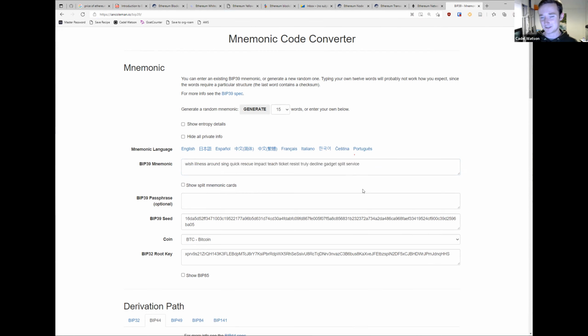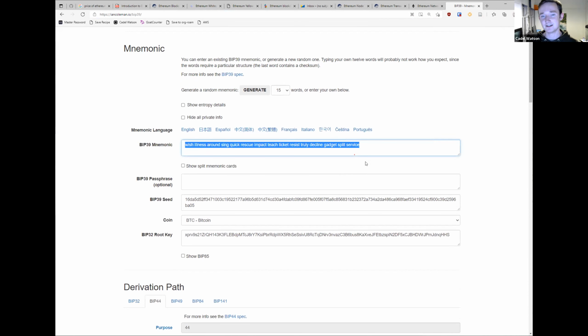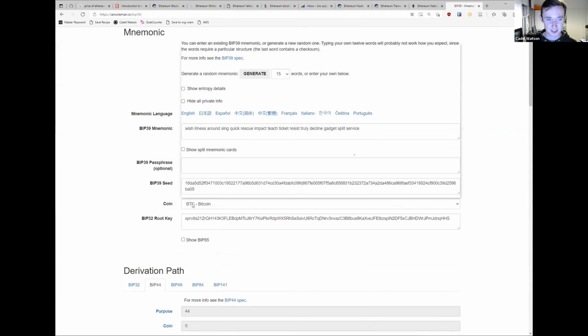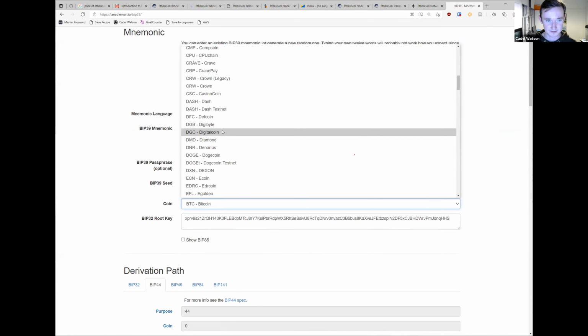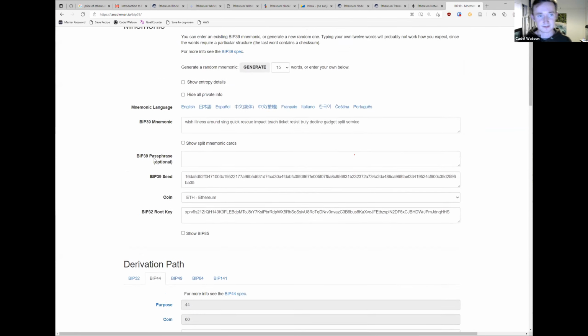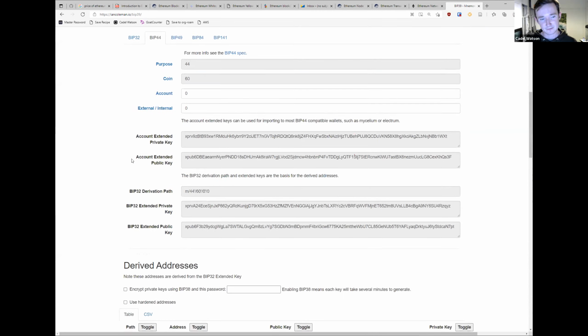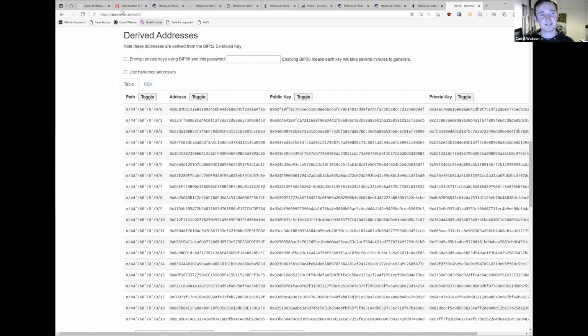So if this was my actual account and you all saw me show this online, you could now use this key here to steal all my money. So make sure you never actually show this to anyone. But for the sake of demonstration, let's go through it. I'll just change my coin to Ethereum so that this makes sense. So we've got our private key or our secret key. And now if we scroll down to the bottom, we can see this derived addresses part.